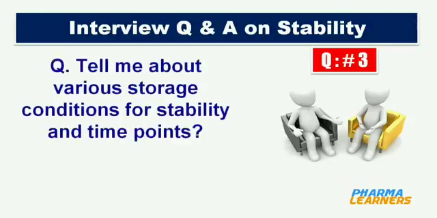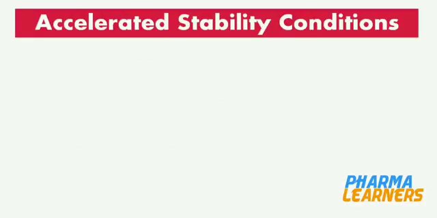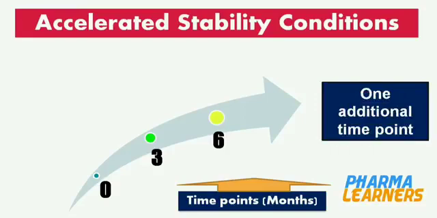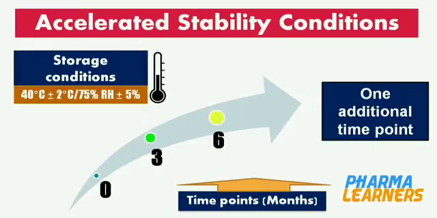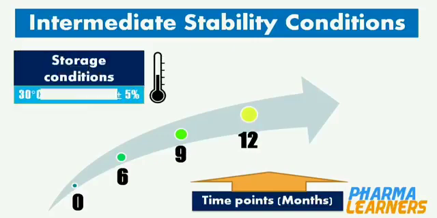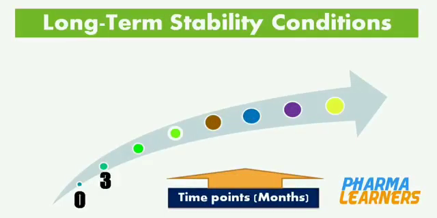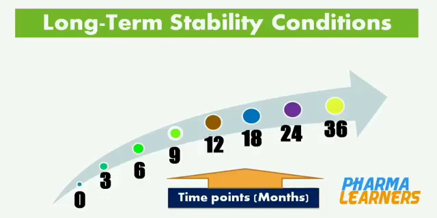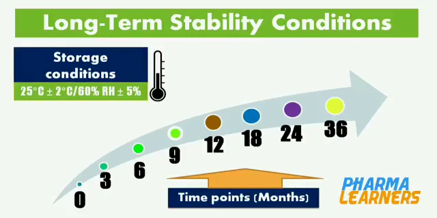The question is, tell me about various storage conditions for stability and time points. Let's discuss it one by one. For accelerated conditions, time points are 0, 3, 6, and 1 additional time point should be covered. The storage conditions are 40 degrees Celsius plus or minus 2 degrees Celsius temperature and 75% plus or minus 5% relative humidity. For intermediate conditions, time points are 0, 6, 9, and 12 months, and storage conditions are 30 degrees Celsius plus or minus 2 degrees Celsius and 65% plus or minus 5% RH. And for long-term conditions, time points are 0, 3, 6, 9, 12, 18, 24, 36 months, and storage conditions are 25 degrees Celsius plus or minus 2 degrees Celsius and 60% plus or minus 5% RH.